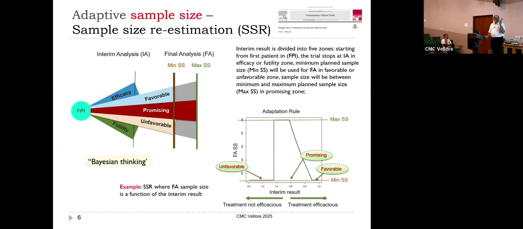That article gives a nice example where they show that the sample size is a function of the interim result. So the treatment not efficacious or efficacious can be unfavorable or favorable. And for a particular final analysis, the sample size could be the smaller one or the larger one. So this is what people do in sample size re-estimation.